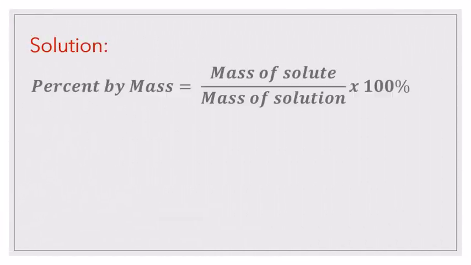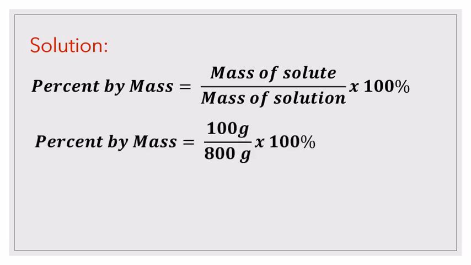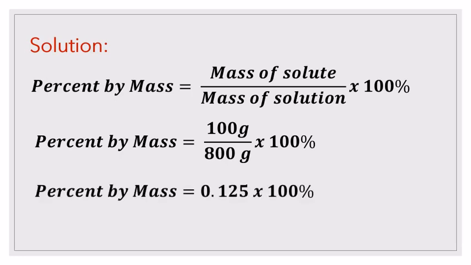For the solution, we have the formula again. Percent by mass is equal to the mass of solute divided by the mass of solution times 100. So we need to substitute the mass of solute, which is 100 grams, and the mass of solution, 800 grams, times 100. So it will be 100 grams divided by 800 grams. That's 0.125, and then we need to multiply it by 100. So the percent by mass is 12.5%, and that's the final answer.